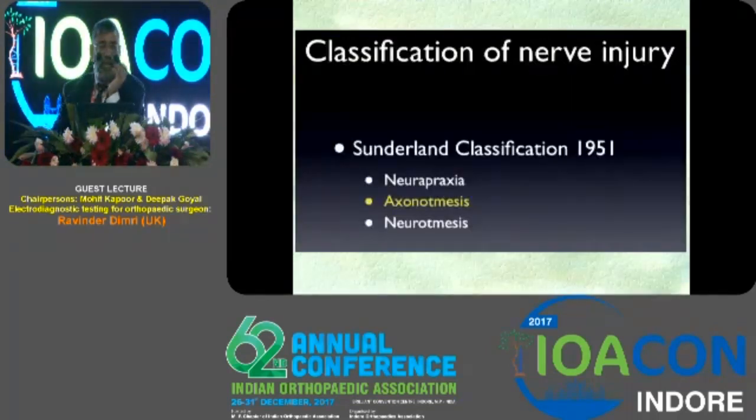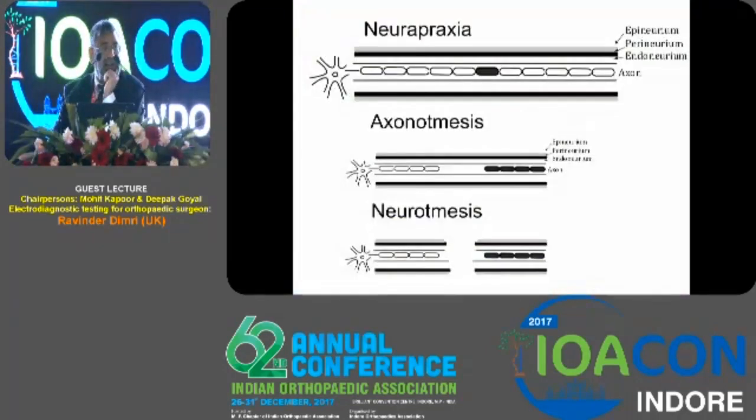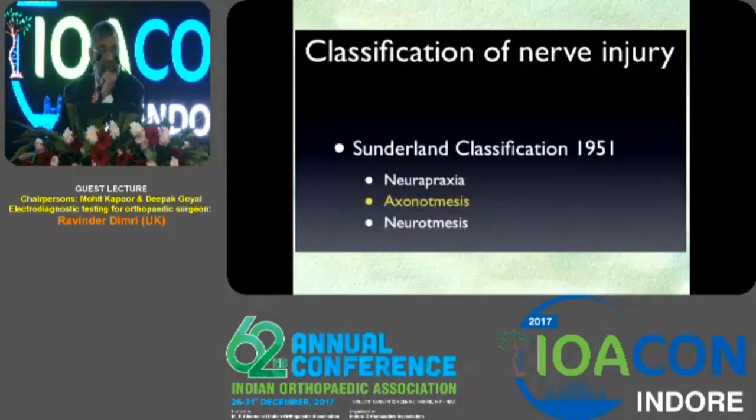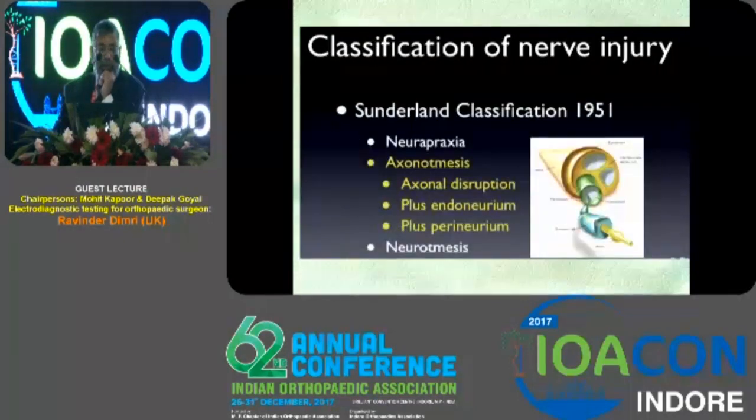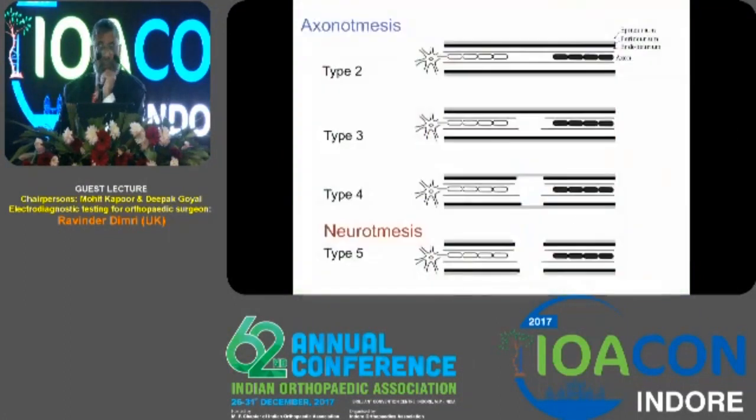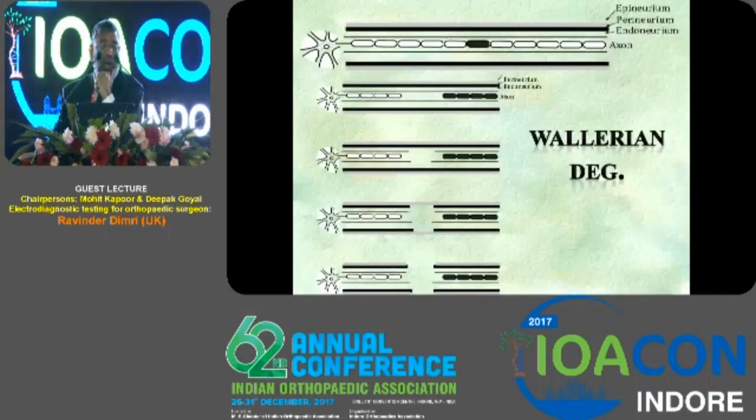So you can immediately see there's a fallacy with this classification, because axonotmesis can have a few categories where connective tissue can be disrupted, and hence the next classification, Sunderland, where axonotmesis was divided further depending on whether it's just an isolated axonal injury, or axonal plus endoneurium, or plus perineurium, and hence the 5 grades of Sunderland, which you are quite aware of.